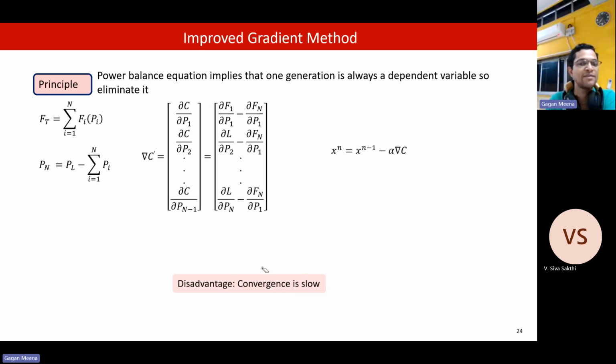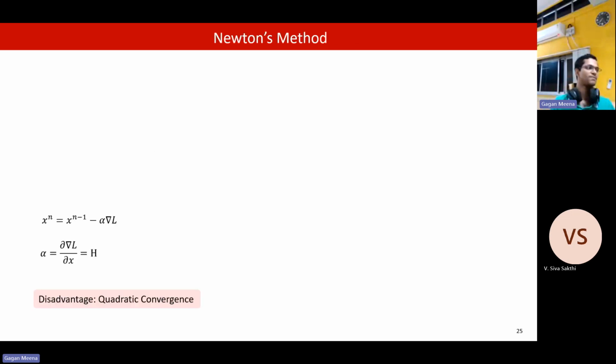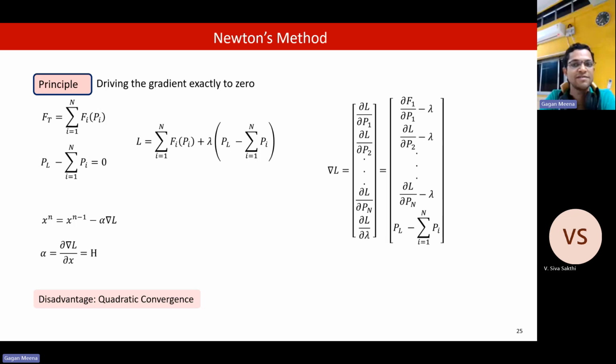Still, the convergence of the gradient method is slow. It will take more iterations. We can further improve it by going to another method, which is Newton's method. In Newton's method, the principle is we want to make the gradient of the Lagrange function exactly 0. We saw that for the gradient and improved gradient methods, the choice of alpha matters a lot. Newton's method tells us what this alpha should be to make the gradient exactly 0.